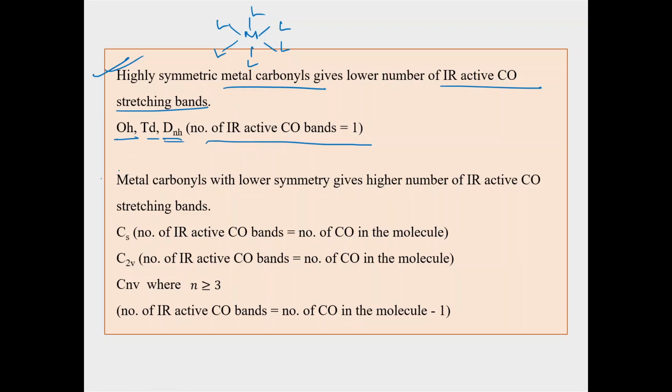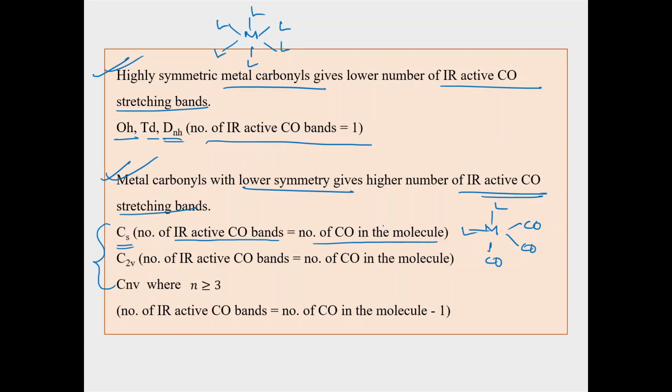Okay, then metal carbonyls with lower symmetry give a higher number of IR active carbonyl stretching bands. So metal carbonyls with lower symmetry, in that these point groups will fall like the Cs point group, the one which we discussed just now. For this case, the number of IR active CO bands is equal to the number of CO in the molecule. So in this molecule, how many COs were there? 3, right? So that's why we saw that at the end we got a total of 3 IR active stretching bands, right?